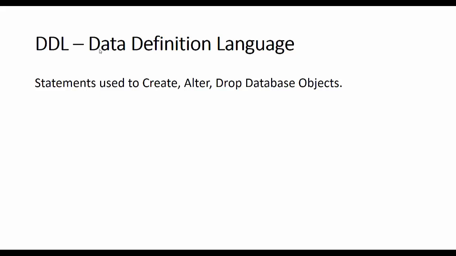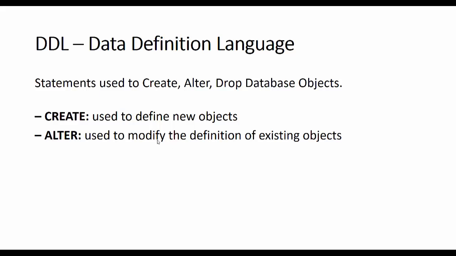DDL is data definition language. By the name, it is clear that with DDL you define your data. In SQL or any other SQL product like SQL Server, Oracle or MySQL, the data is stored in the form of tables, a relational table. With DDL statements you can create, alter and drop database objects. With the create statement you can define new objects. Objects means tables, views, stored procedures and functions.